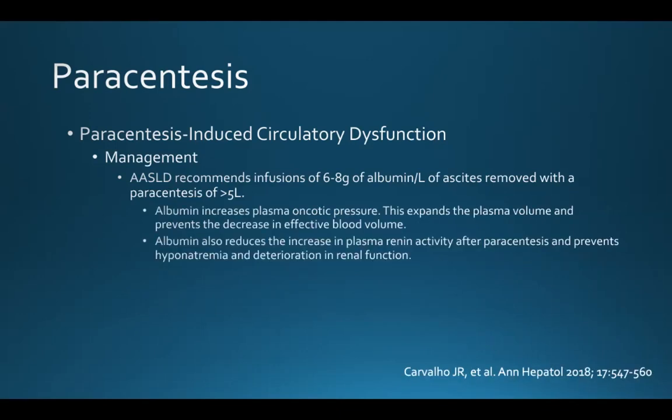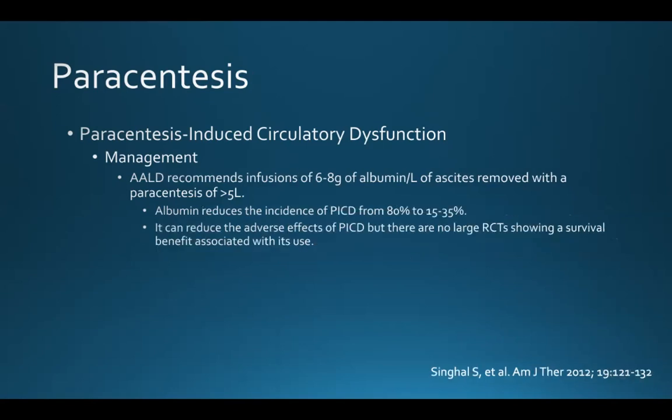This works because albumin increases plasma oncotic pressure. This expands the plasma volume and prevents the decrease in effective blood volume. Albumin also reduces the increase in plasma renin activity after paracentesis and prevents hyponatremia and deterioration in renal function. Overall, albumin reduces the incidence of paracentesis-induced circulatory dysfunction from 80% to levels as low as 15 to 35%. However, there are no large randomized controlled trials showing a survival benefit associated with its use.